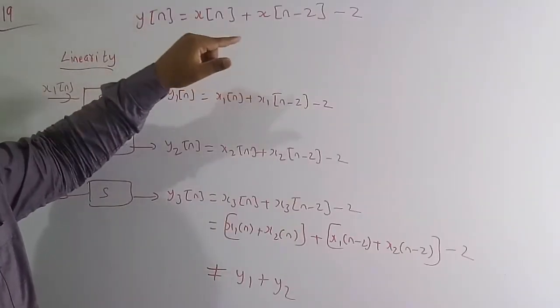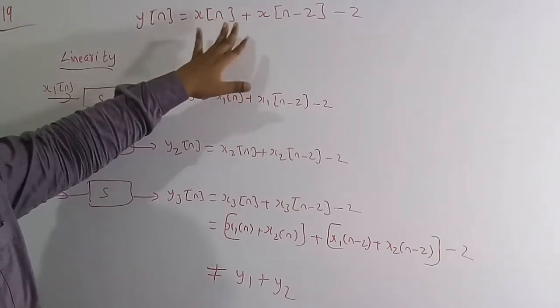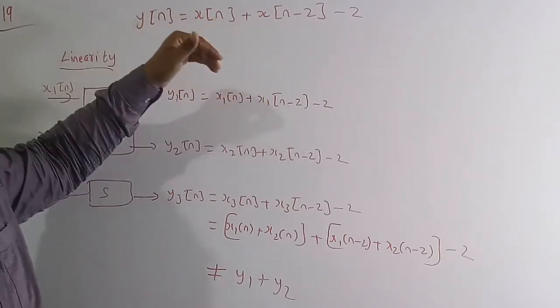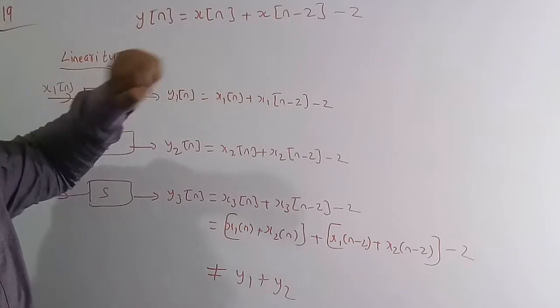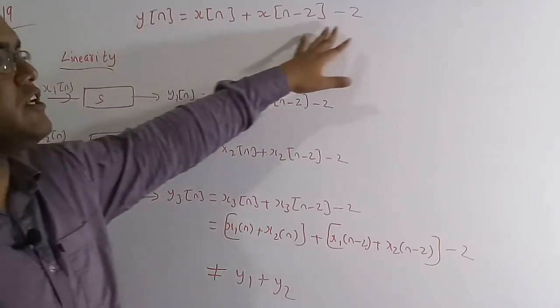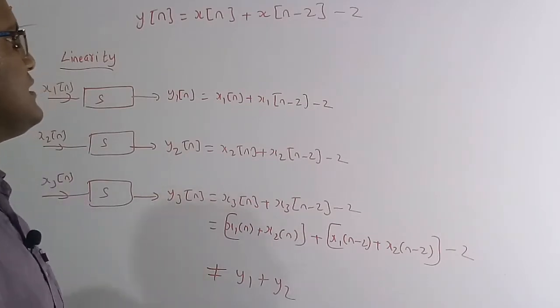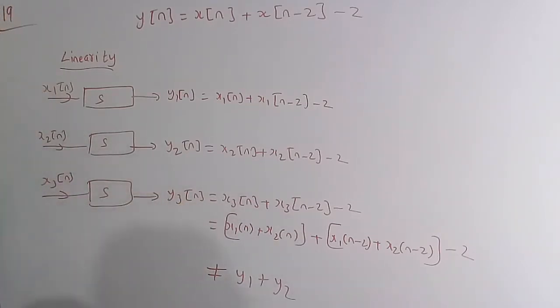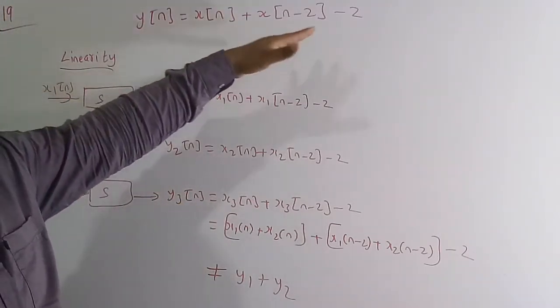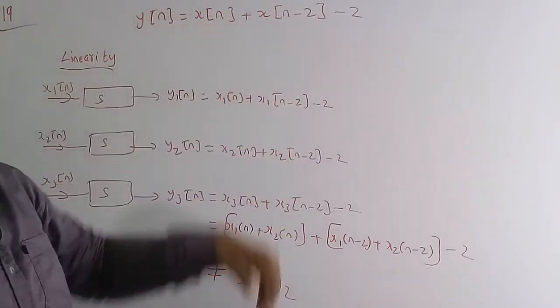So let's solve this numerical. For this system, the input output relation is given in the question. We need to check whether this is linear or not. See, blindly from this equation there is a constant term. Whenever there is a constant term in any equation, we say that the system is a non-linear system. It means whenever the input is 0, there is still an output value. So it is a non-linear system.